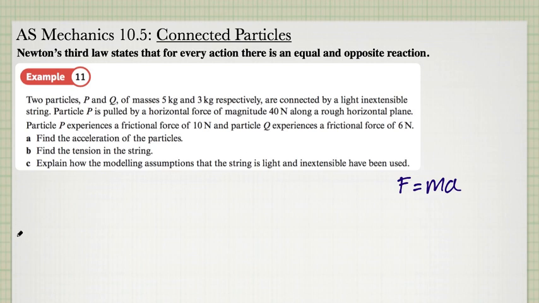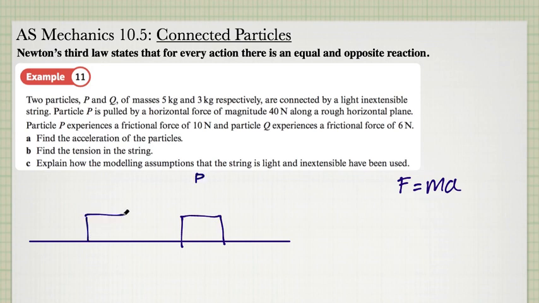So first of all, I'm going to draw a picture of this. Here's my rough horizontal plane. Rough means it experiences friction. I've got my two blocks P and Q. I'll label it above it. That's P and Q, and 5 kilograms and 3 kilograms respectively, connected by a light inextensible string.